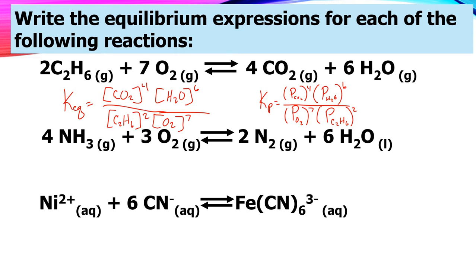Somebody I think got the second one down? Yep. Is it the bracketing, then N2 with a 2, then another bracketing and H2O with a 6, then another bracketing and NH3 with a 4, and then another bracketing and O2 with a 3? Yep. Now again, since this is pressure, we would write it this way.